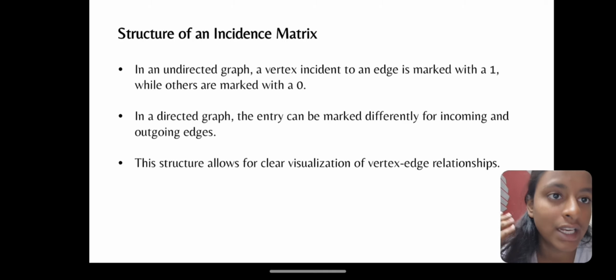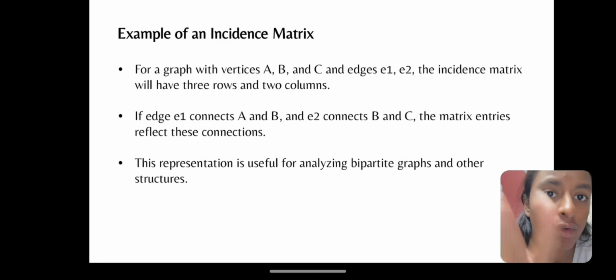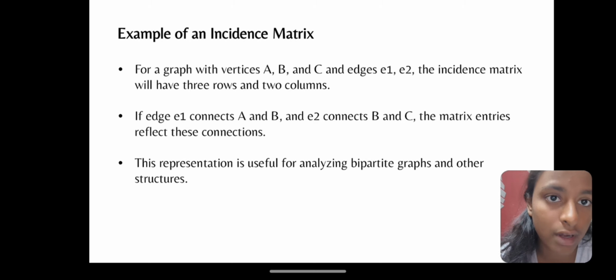So, in an undirected graph, when a vertex is incident to an edge, the entry is taken as 1. While if there is no connection or the edge is not connected to the vertex, it is taken as 0. So, for example, for a graph with vertices A, B and C and edges E1 and E2, just the same example that I have given previously. This is the example.